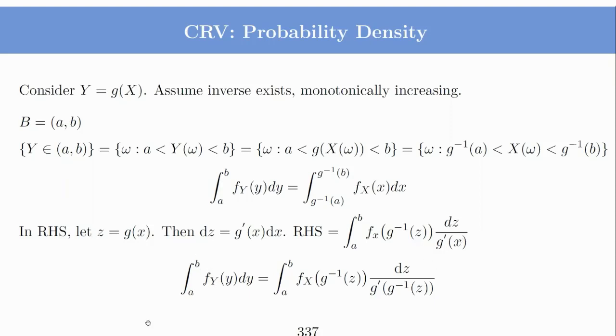So this will be the integration from A to B of the density of Y, which should be equal to the integration from A to B of this term, and this term is f_X evaluated at g inverse z. So the PDF evaluated at g inverse of z, divided by the derivative evaluated at g inverse z, into dz.